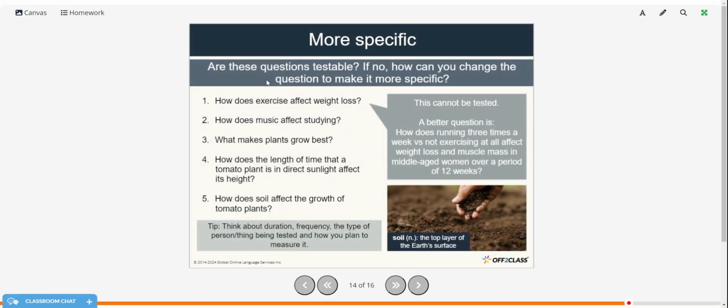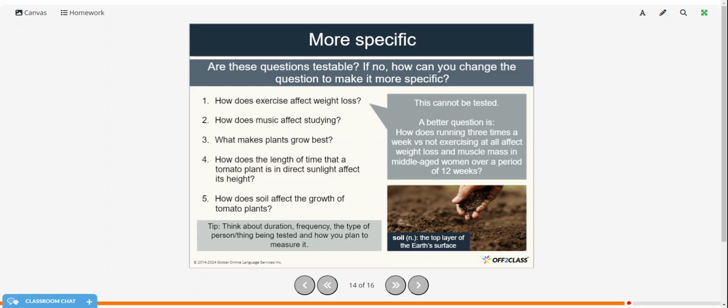So, are these questions testable? And if no, how can you change the question to make it more testable? So, how does exercise affect weight loss? This cannot be tested. So, a better question is, how does running 3 times a week versus not exercising at all affect the weight loss and muscle mass in middle-aged women over a period of 12 weeks?